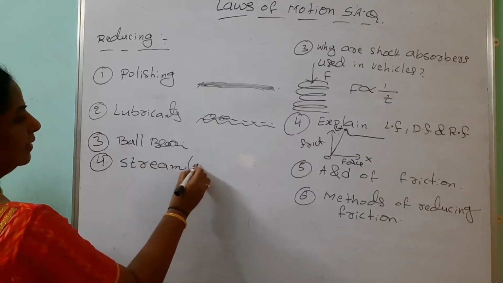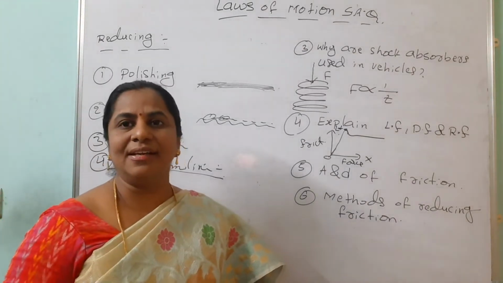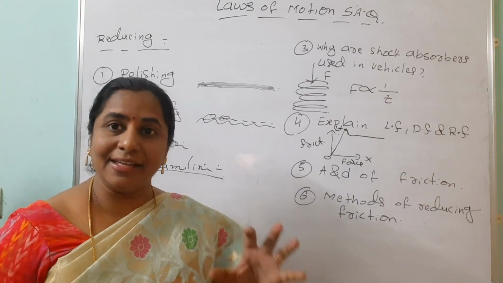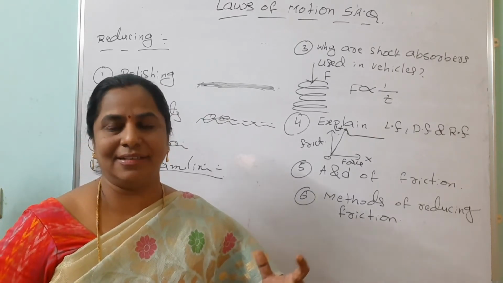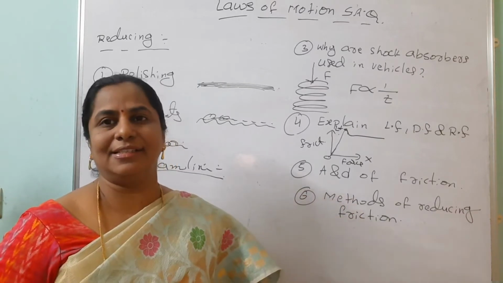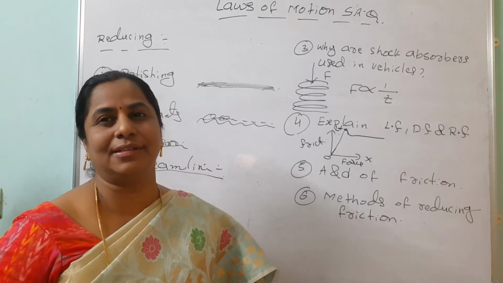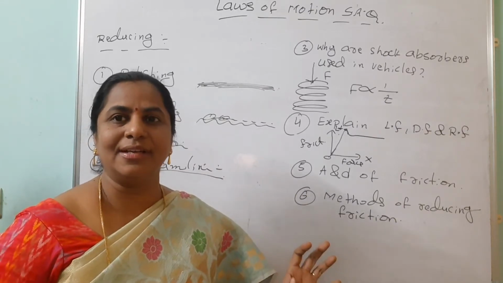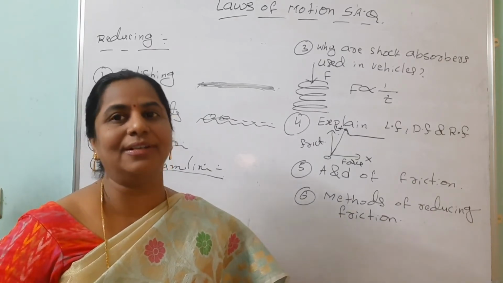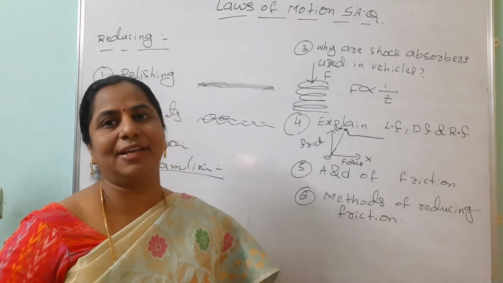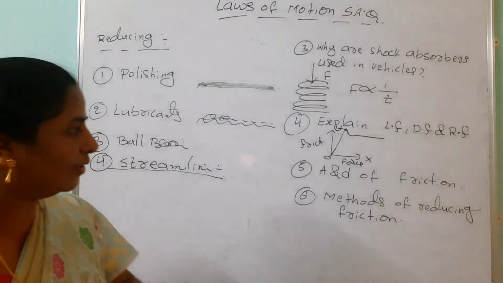Streamlining. Streamlining means automobiles and aeroplanes are specially designed to reduce air friction. See, air is also opposing your motion. Suppose you take cars, that design is different. Bus, that is different. Bike, that is different. Aeroplanes travel in air like birds only. Why? To reduce the friction. Simply you can mention that automobiles and aeroplanes are specially designed to reduce air friction, that is called streamlining. What is the use of streamlining? It reduces the air friction. So our sixth short answer is also over.